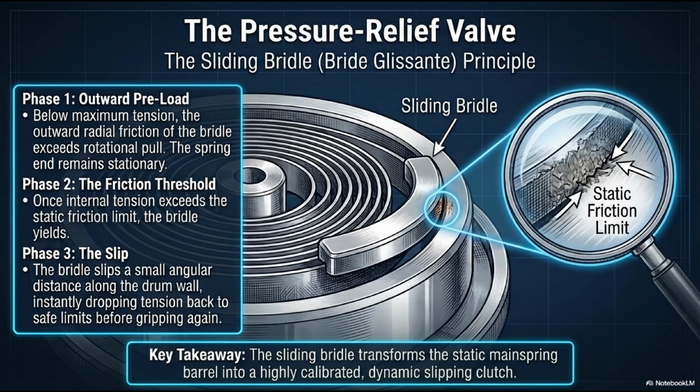The instant the threshold is crossed, the bridle violently slips a small angular distance along the drum wall. This slip instantly vents the excess energy, dropping the internal tension back down to safe limits. The bridle then grips again, ready for the next cycle. The sliding bridle elegantly transforms the static, locked mainspring barrel into a highly calibrated, dynamic slipping clutch.